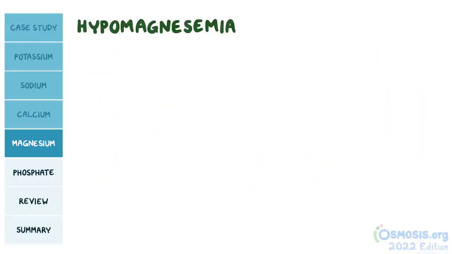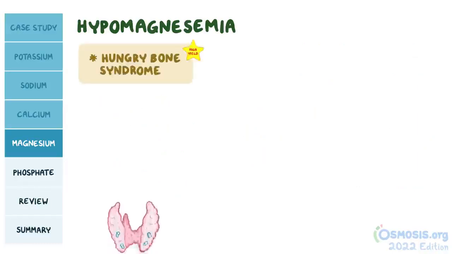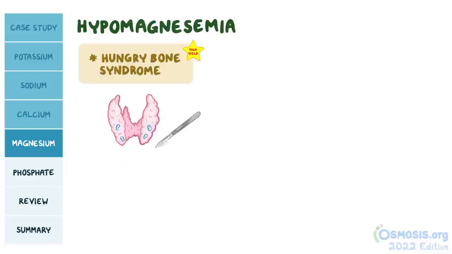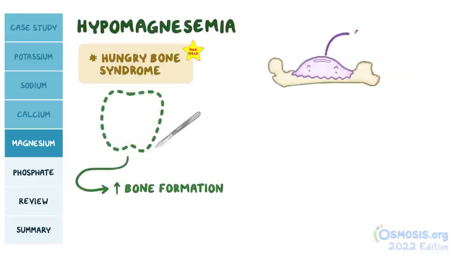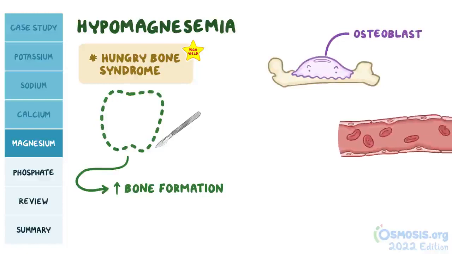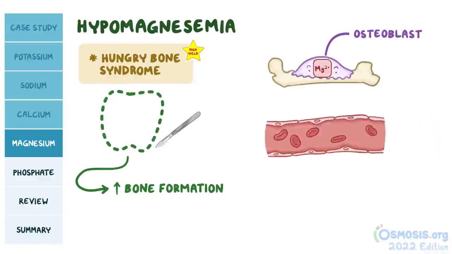The last commonly tested cause of hypomagnesemia is hungry bone syndrome, which is when the thyroid or parathyroid glands are surgically removed, leading to increased bone formation. In this case, the osteoblasts, or bone-forming cells, are literally hungry for ions to make more mineralized matrix, and they consume all the magnesium in the blood.